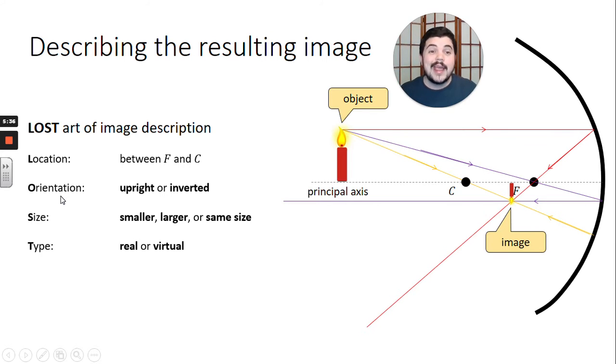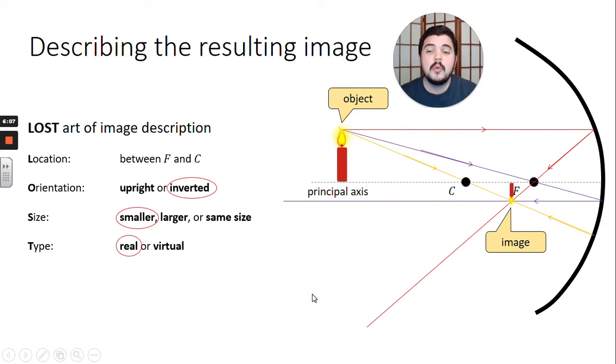Orientation means, is my image upright or is it upside down, inverted? Since the image was formed on the other side of the principal axis, we had an inverted image. And so that is the orientation. It's upside down. It's inverted. Size, well, we can tell from this ray diagram, if we drew it to scale, that the size of this is smaller than the actual object, right? We would see a candle that is smaller. We'd see an image of a candle that is smaller than the actual candle itself.